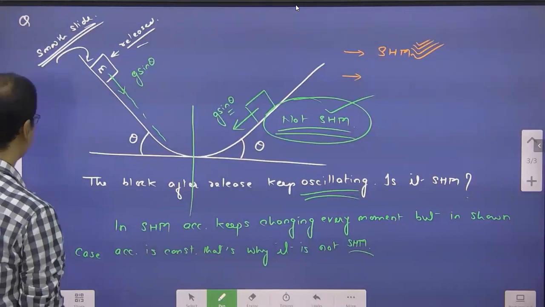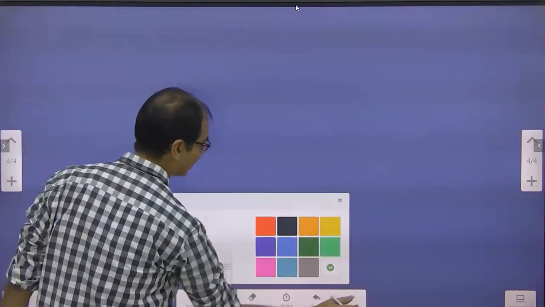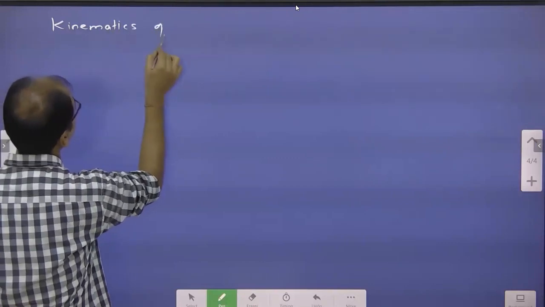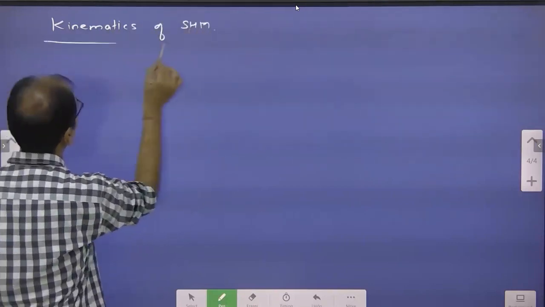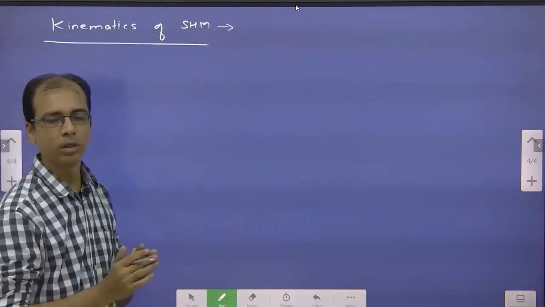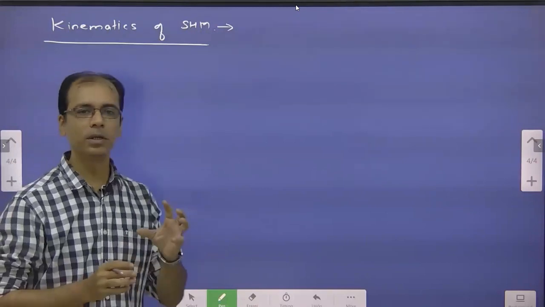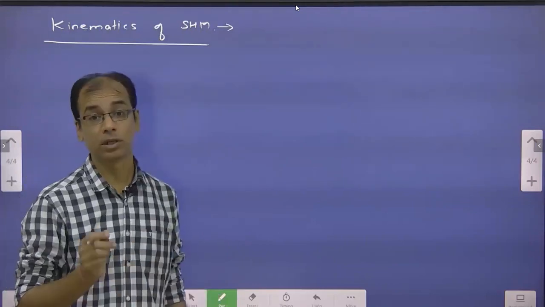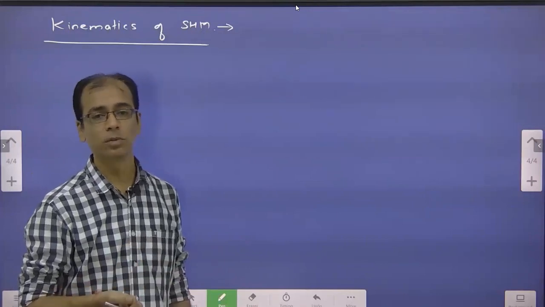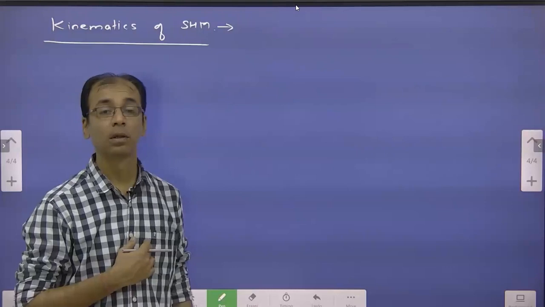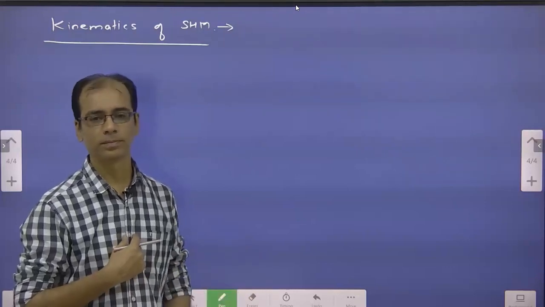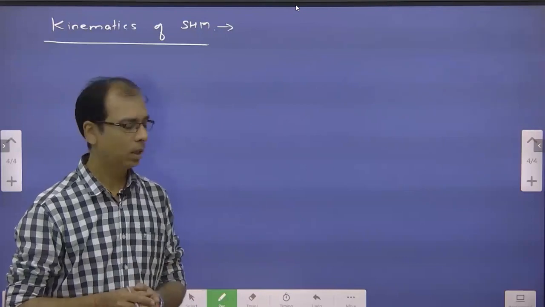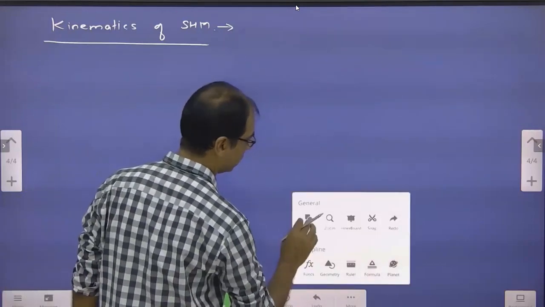So let's understand now the kinematics of SHM. What is kinematics? Motion, nothing else, just a technical word. First, understanding what this motion is is very important. So we'll derive it from circular motion. Why circular motion? Because circular motion is periodic and SHM is also periodic. Some other motion is also possible, but circular motion we know about; we have studied it. That's why we are taking circular motion here. So let's see.